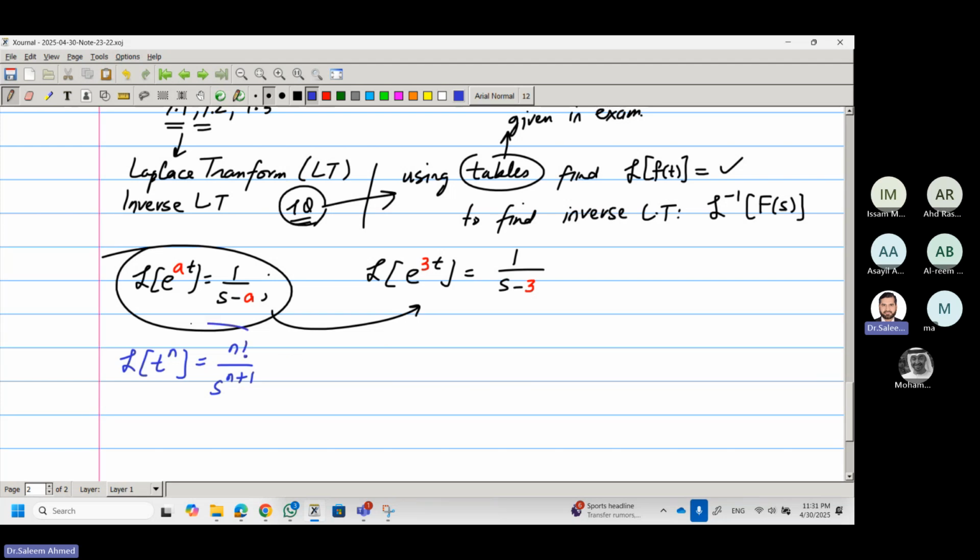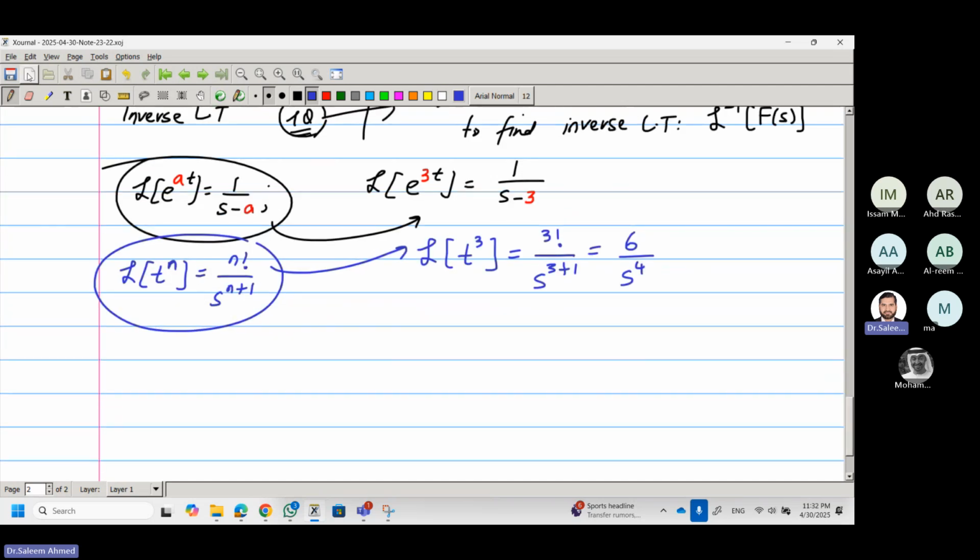So if I ask you to find the Laplace transform of t to the power 3, let's say, then it will become 3 factorial divided by s to the power 3 plus 1. You see, when there is t to the power n, it gives you n factorial over s to the power n plus 1. So 3 factorial is 6 and s to the power 3 plus 1 is s to the power 4. That's your answer.